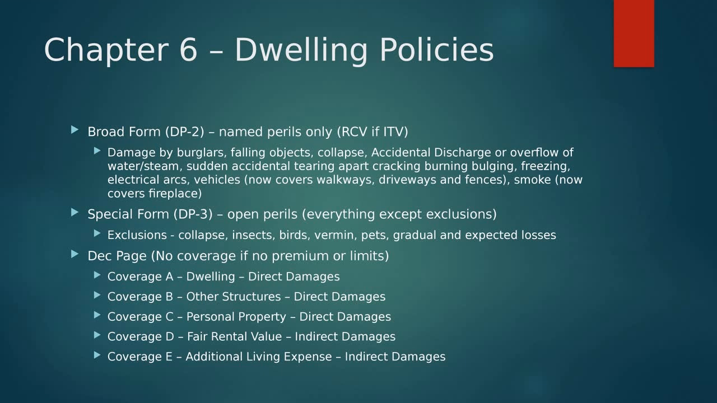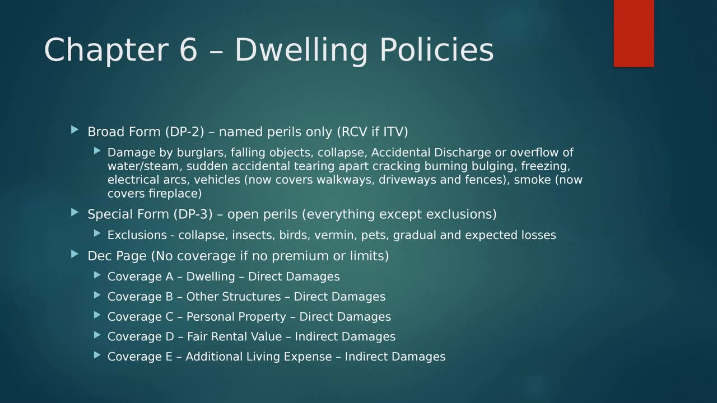Now, the last form here is the special form DP3. This is an open perils form, which means that it covers everything on the dwelling or other structure on an open perils basis, except for those that are specifically excluded. The insured's personal property is going to be covered for a broad named perils value, the same perils that you saw in DP2. It will also contain an insurance to value clause for any of the loss payouts, but on the personal property, it will be at actual cash value.